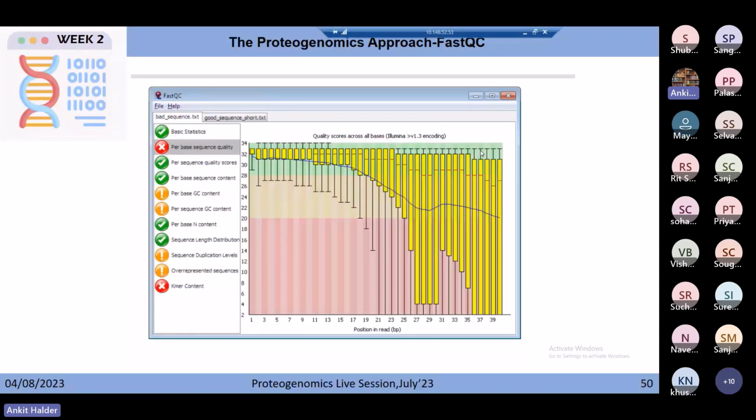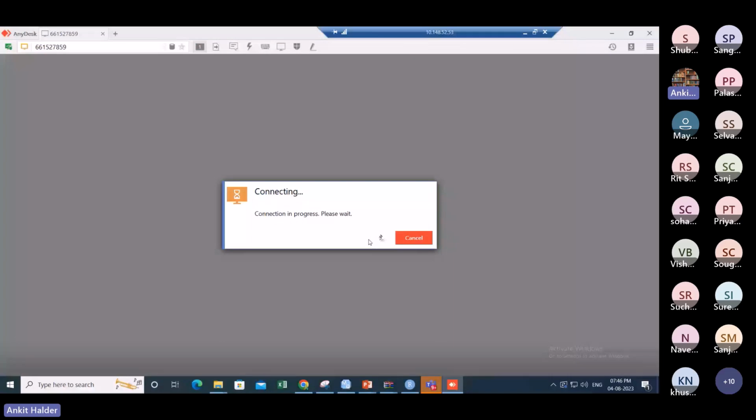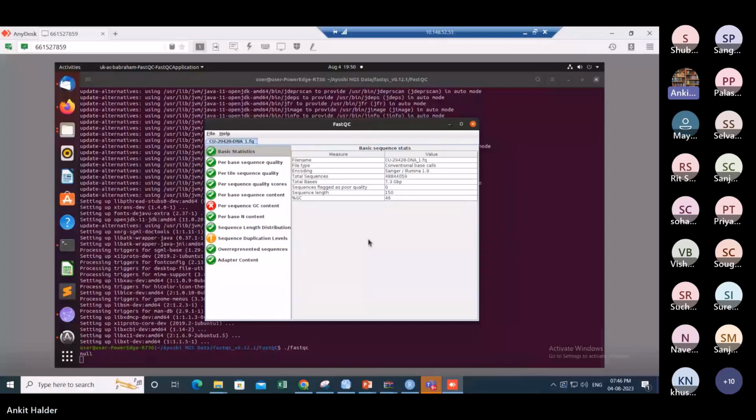So let us look at how we can perform this. Here there is one DNA sequence, which I had kept installed. This is the real data that I am showing. I have kept the data sequences here.